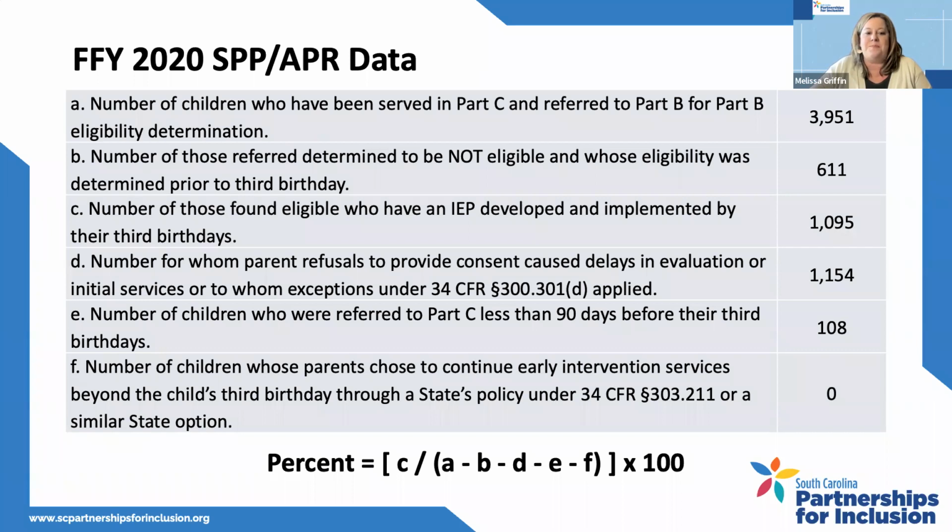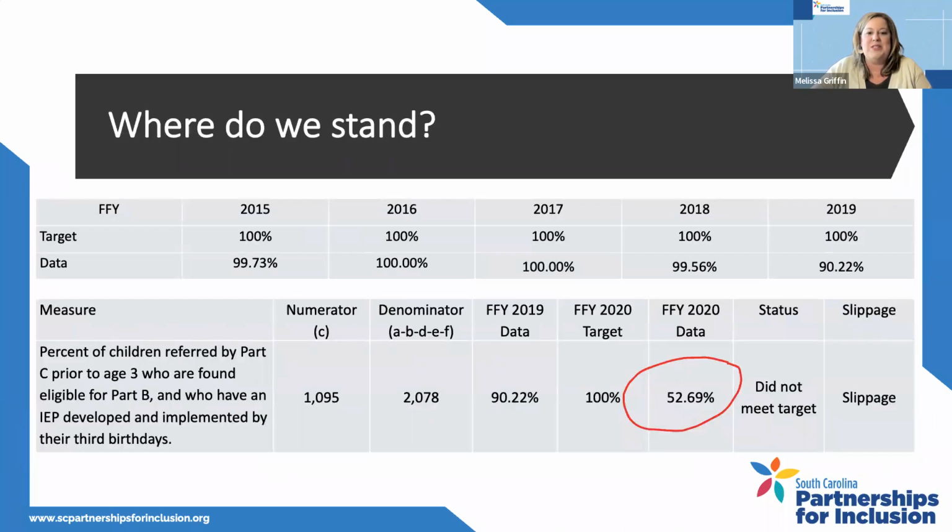Okay. So let's see if you have reached the right total. So where do we stand in South Carolina? Well, if you did that calculation per the equation, you would end up with 52.69. Of course, that's 2020. How many of you got it correct? Can I see like hands? Can you tell me in the chat? How many of you got that correct?